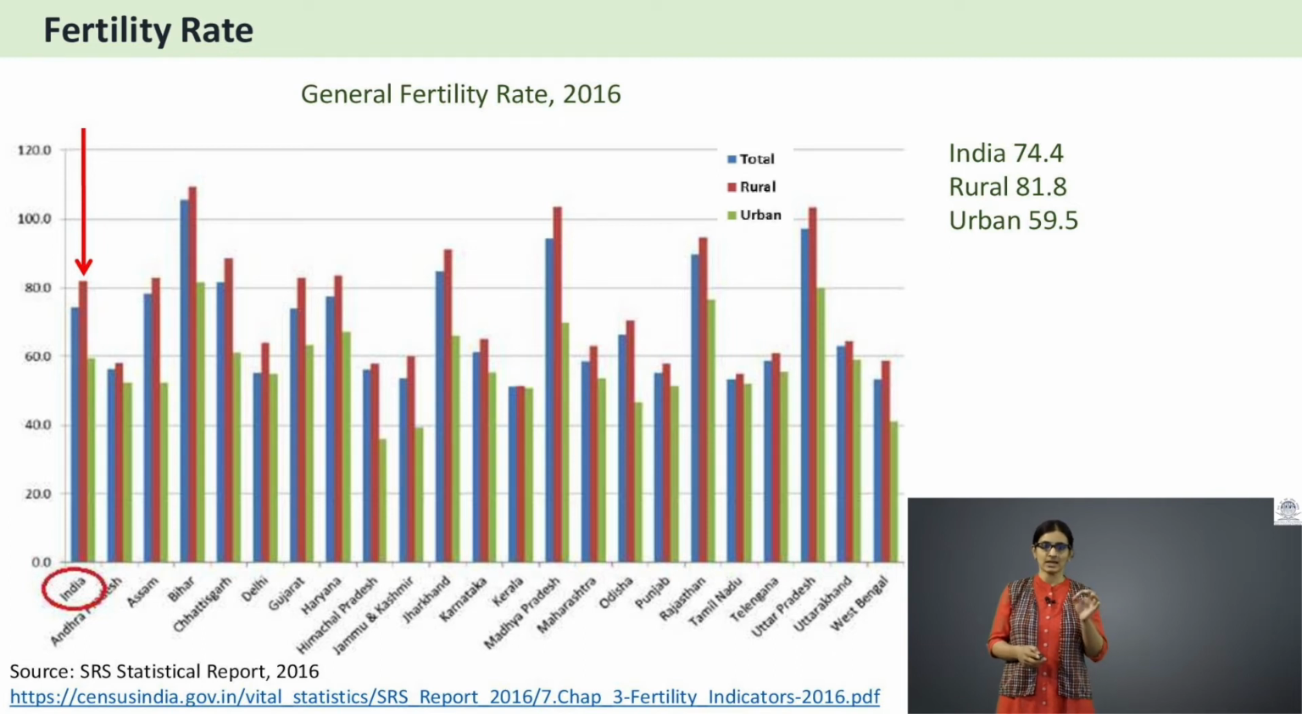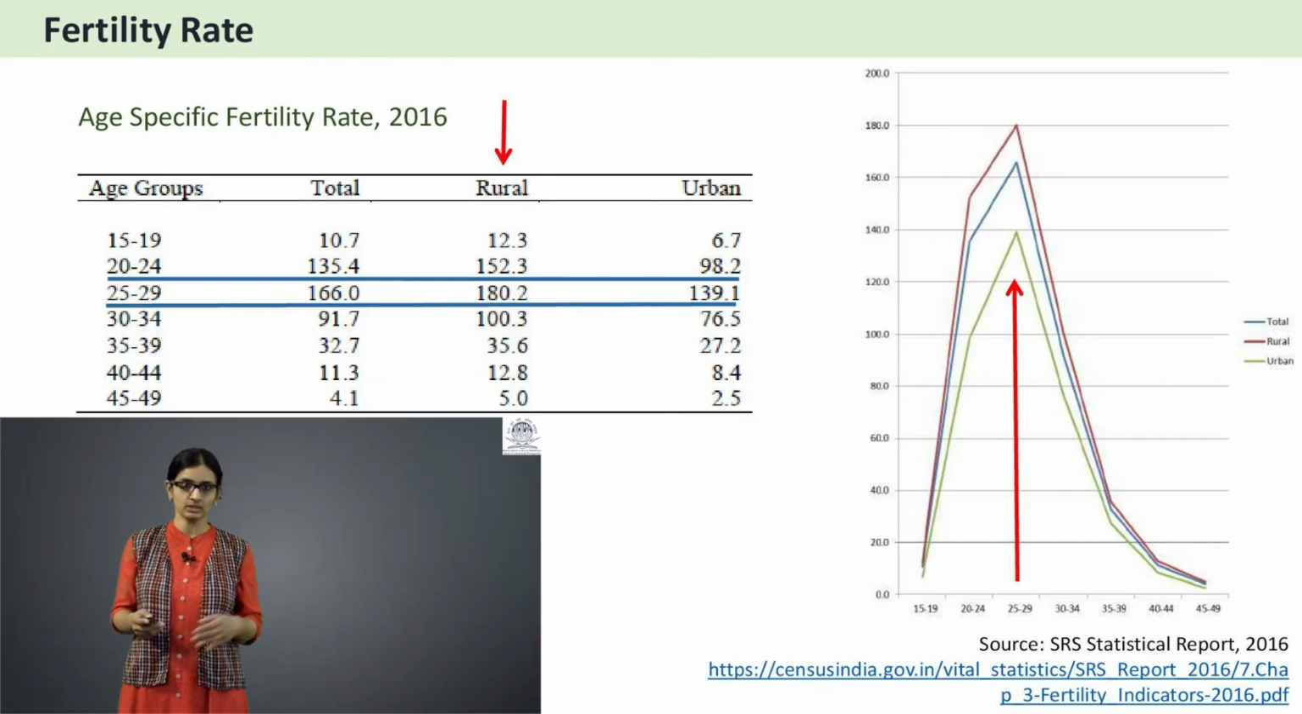So, 81.8 children were born to every 1,000 women between 15 to 49 years, and in urban areas this figure is 59.5. On the basis of data on births to women by specific age groups in the reproductive span of 15 to 49 years, age specific fertility rates have been calculated in the given table, where the reproductive age of 15 to 49 years has been further divided into 7 categories. As we see in the table, fertility rate in all the 7 age categories is higher in rural areas than in urban areas, and highest in 25 to 29 years.